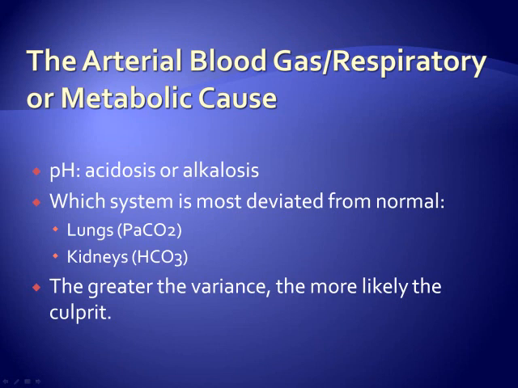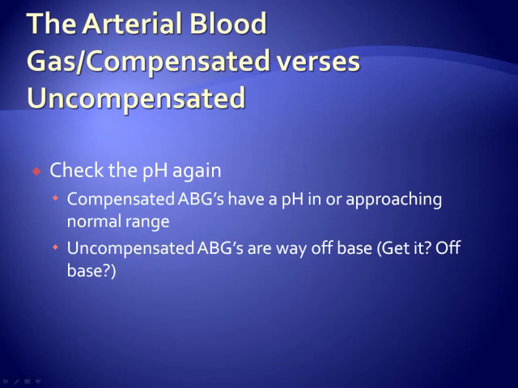Okay, now the body wants to try to compensate. We don't like to have a pH imbalance in the blood, so the body's going to try to compensate and do something about that imbalance. When we talk about compensation, what we're talking about is the body's ability to try to get the pH back to normal. So the body's going to try to do that. It's always the opposite system that's doing the compensation.